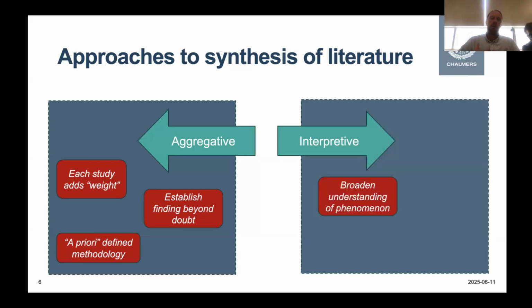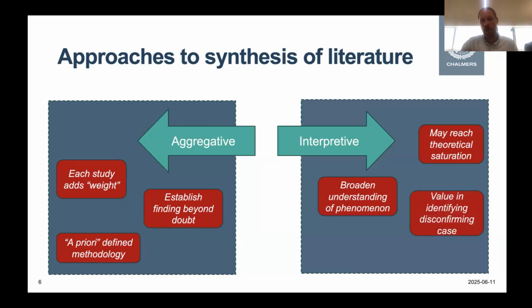An interpretive synthesis of literature is more where you want to broaden an understanding of a phenomenon, where you may reach theoretical saturation, where you feel that there's no more perspectives to be found. And there's always value in identifying the disconfirming case. And it's more of an iterative methodology. Snowballing techniques is something that all of you have heard of before, of course. And this is a more typical way of doing an interpretative collection of literature. So these are the two very broad divisions or types of literature reviews.